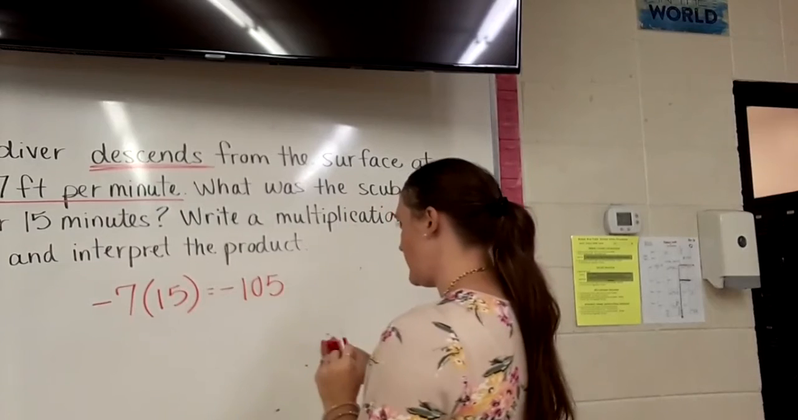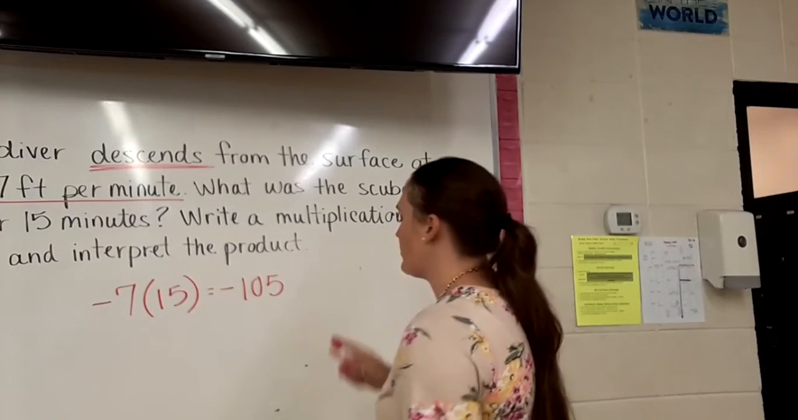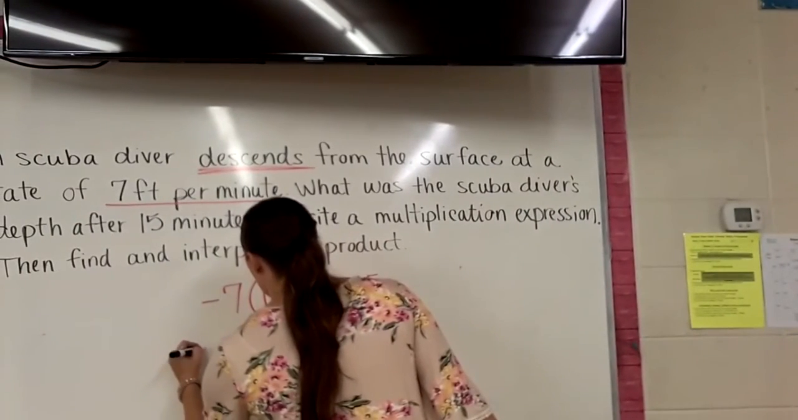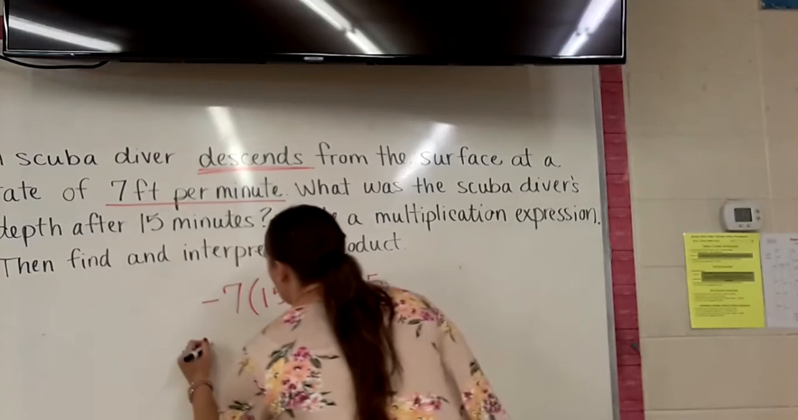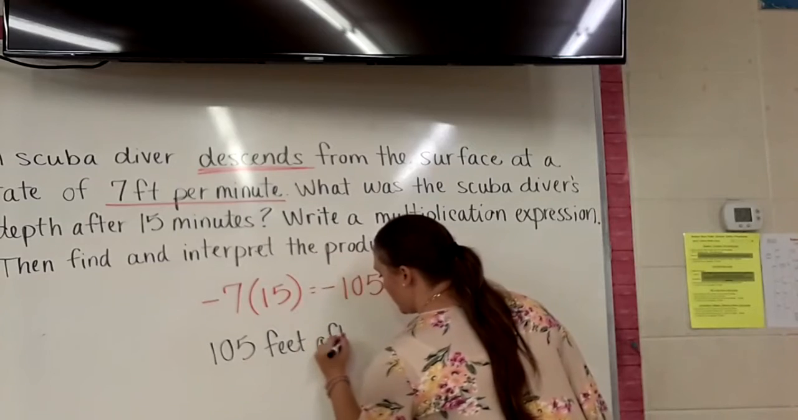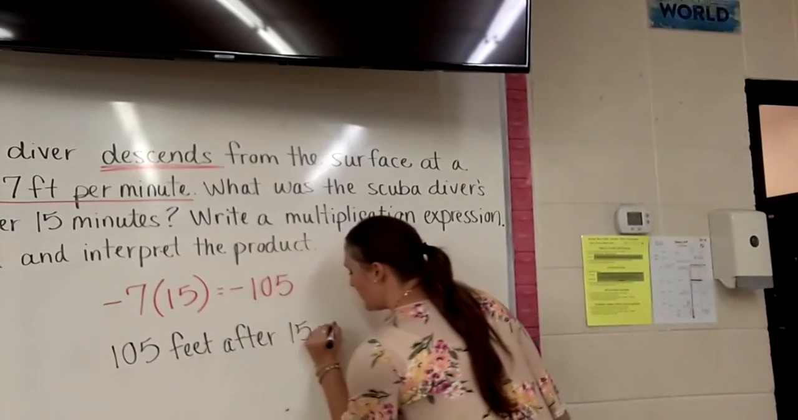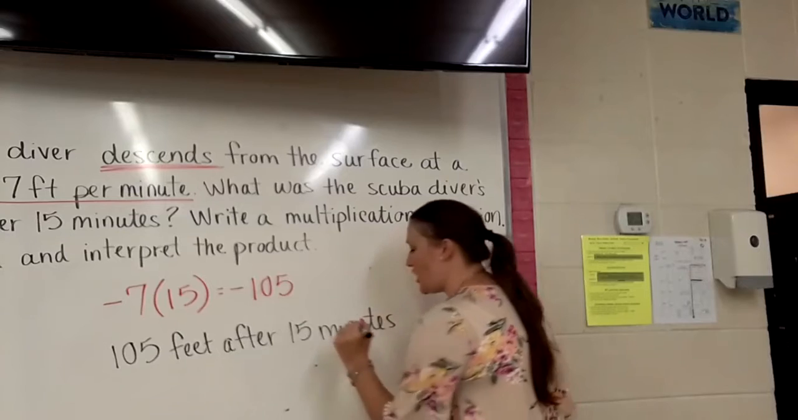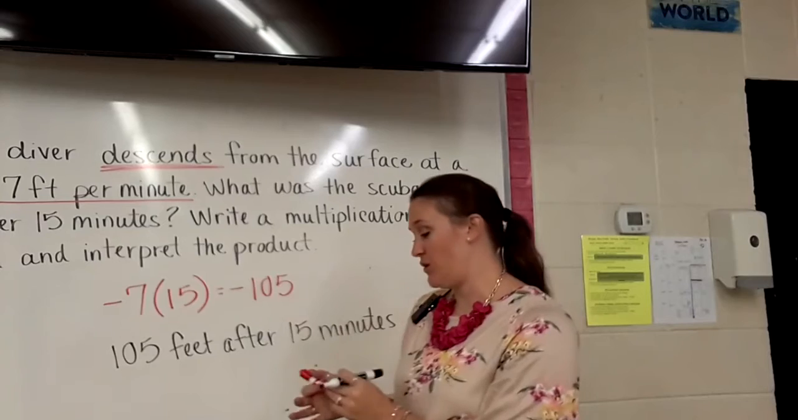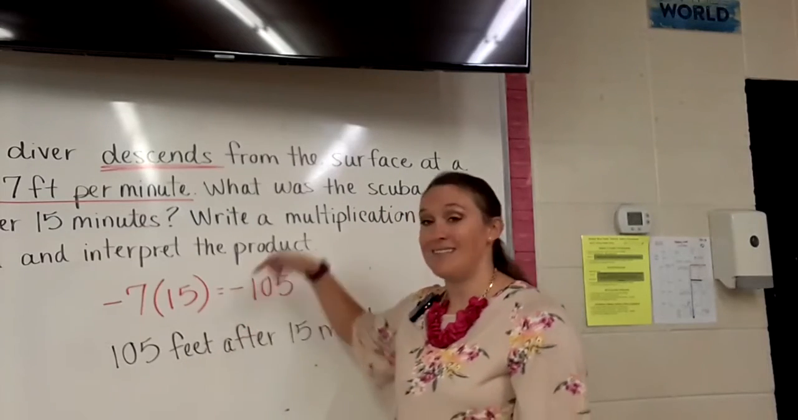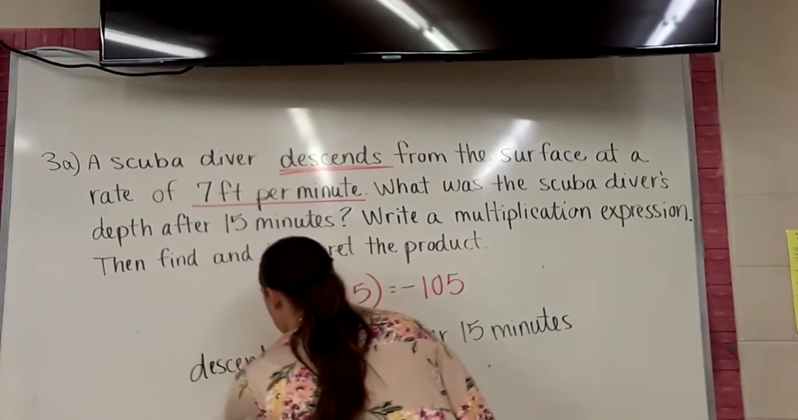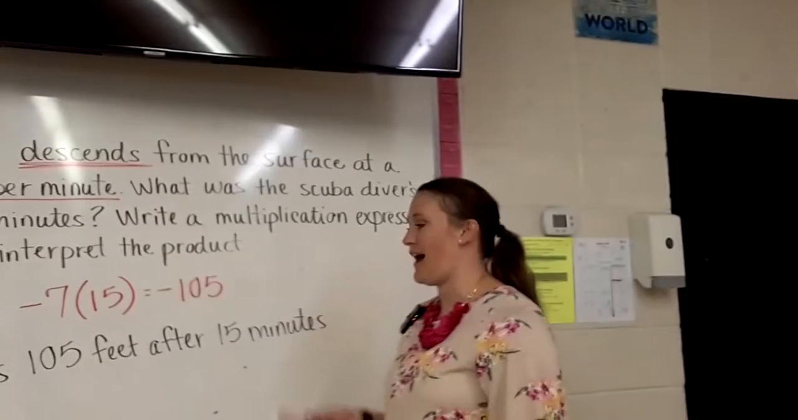Then it says, write this as an expression and interpret the product. Product means your answer. So to interpret that, we would say, after 15 minutes, he descended 105 feet. That would be what it means by interpret it. They just want to know, can you go back and take that number and tell us what it meant in terms of the problem? So what we found was down 105 feet, so descends. I probably should write that word. He descends 105 feet after 15 minutes.